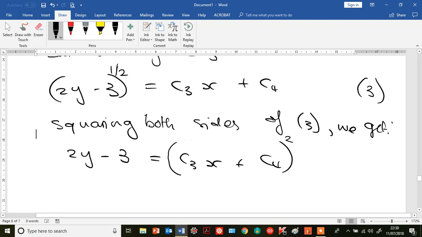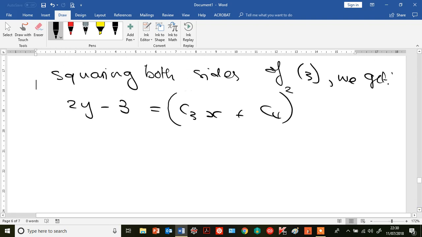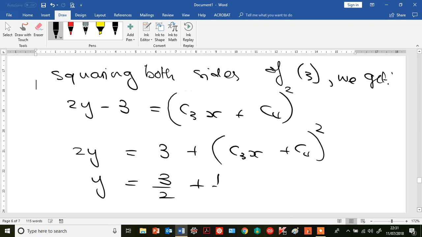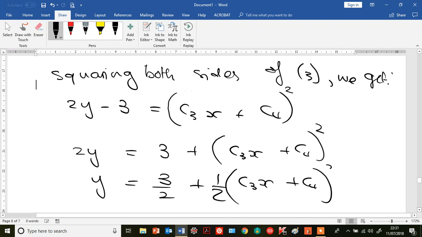Right. So we'll just leave the part on the right hand side squared. It's actually a quadratic equation. So just simplifying a bit further, we have 2y equals 3 plus, in brackets, C3x plus C4 all squared. And then we want to divide both sides by 2. So we have y equals 3 over 2 plus a half of C3x plus C4 all squared.